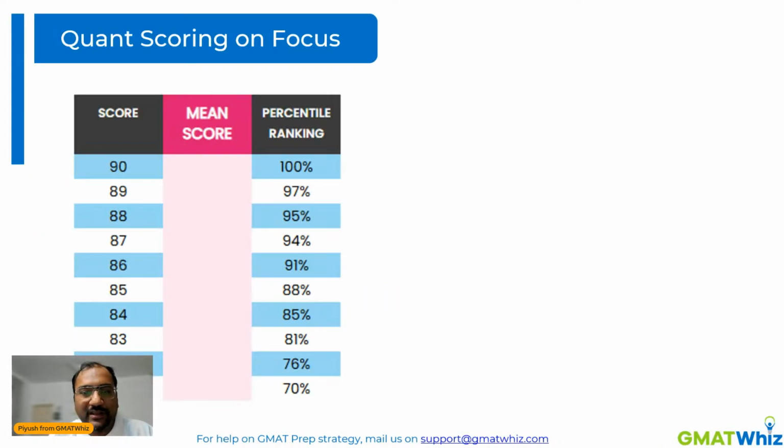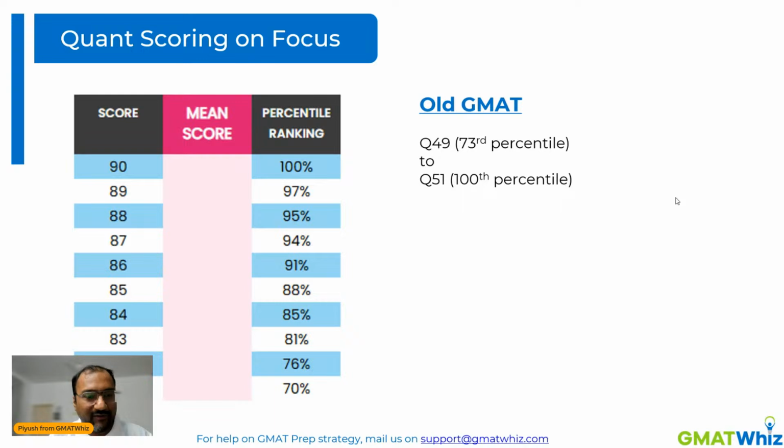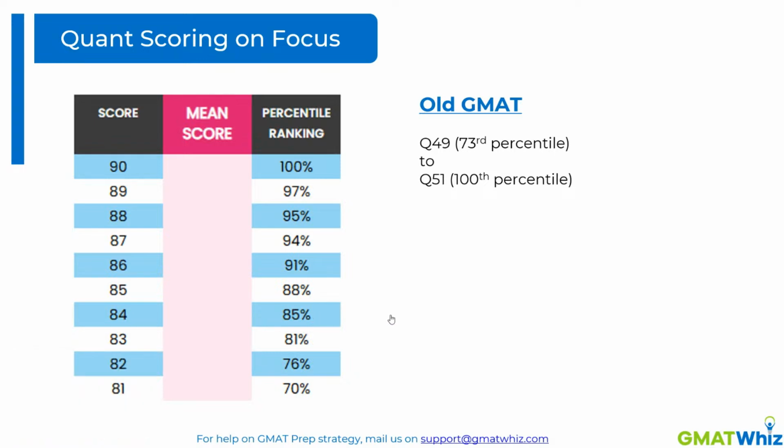What used to happen in the old GMAT, which was there till almost 1.5 years back, is that if someone was at a quant 49, which was a 73rd percentile score, and jumped to the highest score, a quant 51, that used to get you a 20-point bump in your overall score. So let's say if you were at a 600, you would get to a 620 by improving from 49 to 51. Now, why am I telling you this?